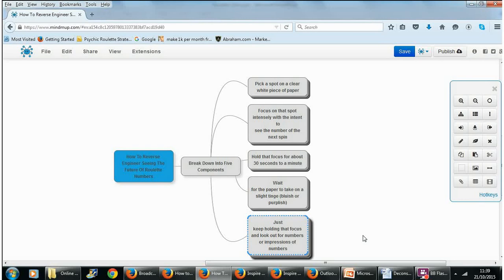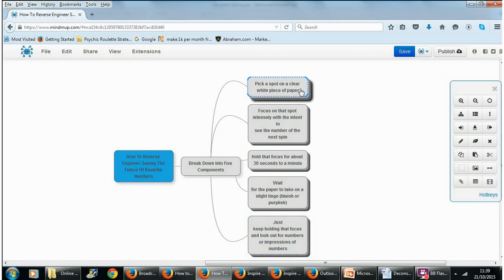Now for those of you who are starting out, sometimes you might not get any of this. You might not see anything on the paper, but you might get an impression in your mind that it's a 23 or it's a 5, and usually that's the way it starts, and then eventually over time you'll start to see it on the piece of paper.